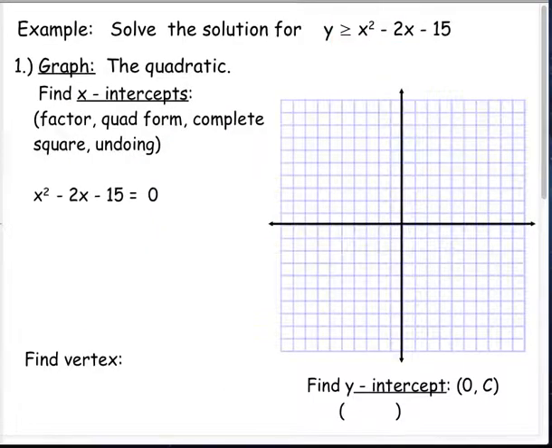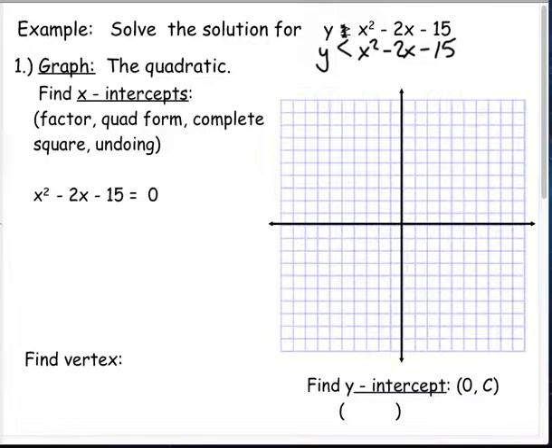This question, I'm going to change it up a little bit. Instead of y is greater than or equal to, because we had that last time, I'm going to change this to just a less than. So we're going to have y is less than x squared minus 2x minus 15. So we'll take a look at solving and graphing that one.